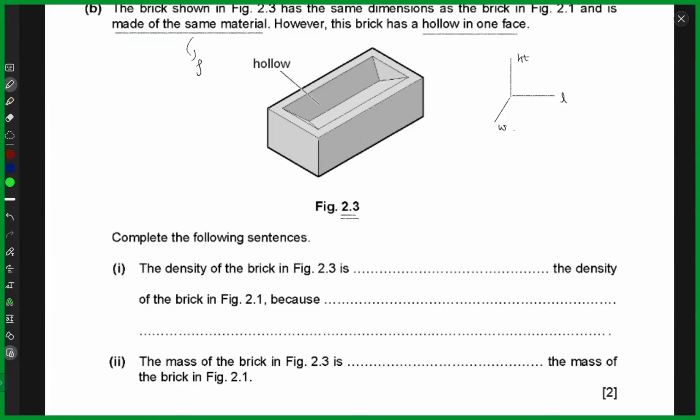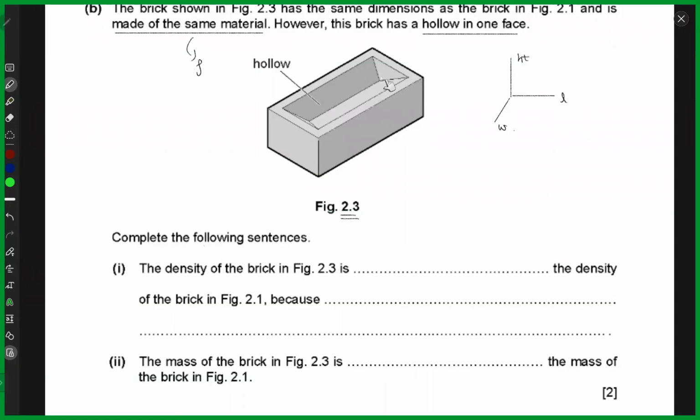Okay, so you're saying, all right, now we're talking about density, right? Now, if you're talking about density and if it is made up of the same material, for example, suppose the brick is made up of iron, just an example. We know that the density of iron is constant, right? Or any material's density will always be the same. So if you're talking about iron, it would have the same density, doesn't matter if it's hollow or if it's not, right?